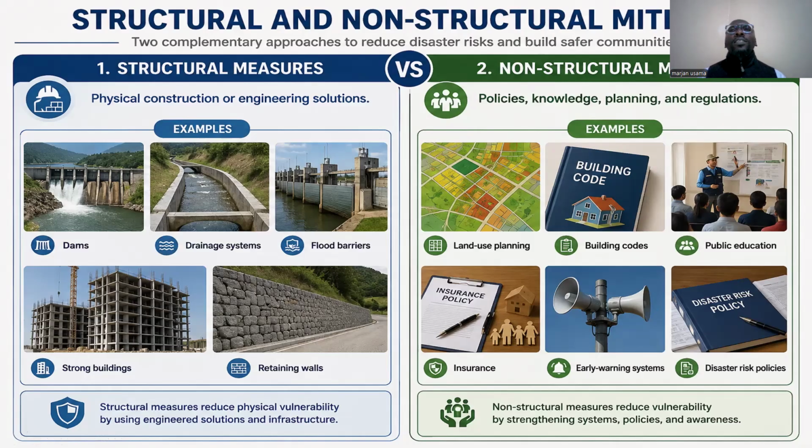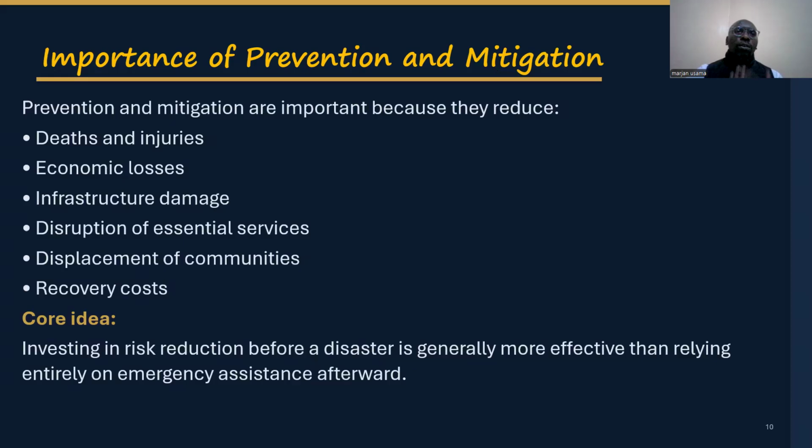So they are telling us, if you want to minimize the effects of disasters, you need to combine these two, both the structural and the non-structural. Now, what is the importance of prevention and mitigation? Prevention and mitigation are important because they reduce death and injury. If we prepare well, then we are going to save lives.